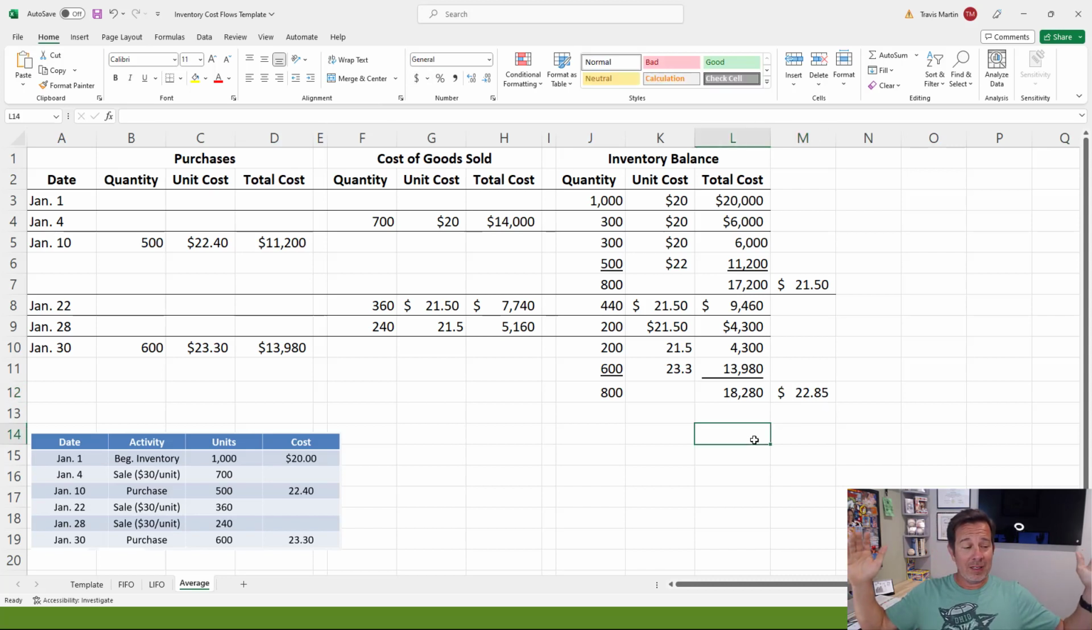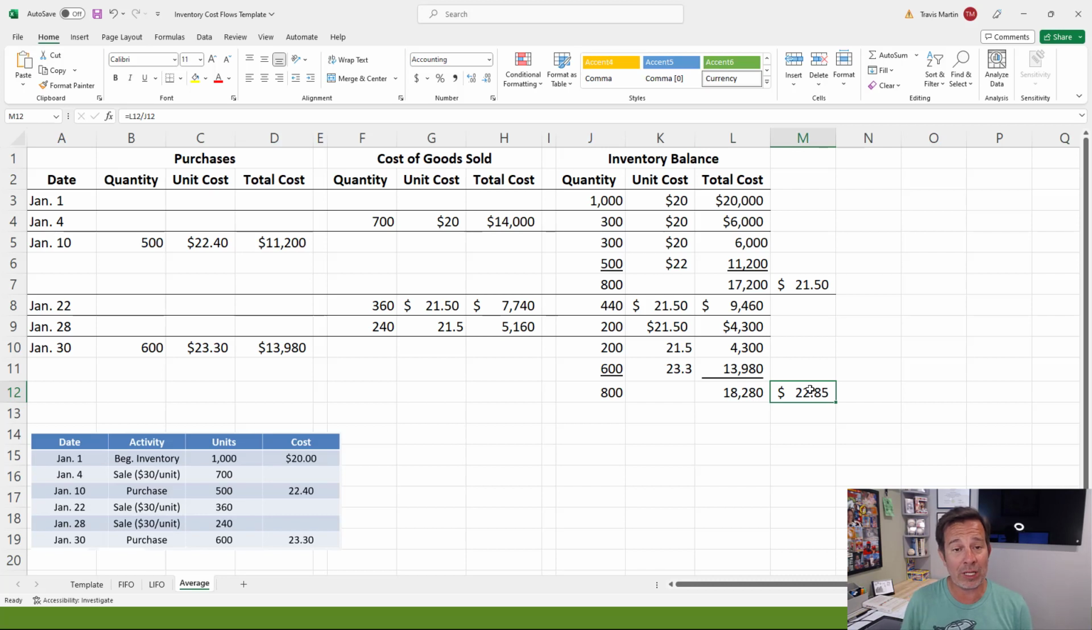That's it. And that would kind of be how we would end. Our ending inventory in January would be 800 units, valued at $18,280 for a per unit of $22.85. We'd roll on into February, and that would be our per unit amount for when we sold. If we bought more before we sold, we'd have to calculate a new per unit amount. That's the game with weighted average method. Every time we buy more, we've got to calculate a new average.